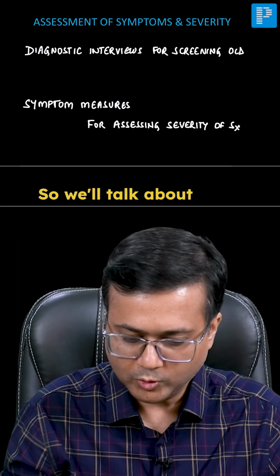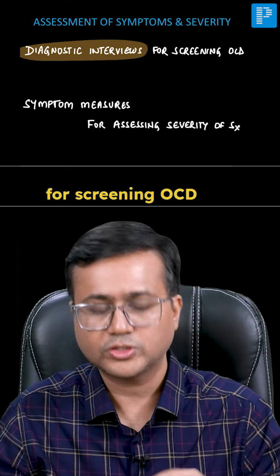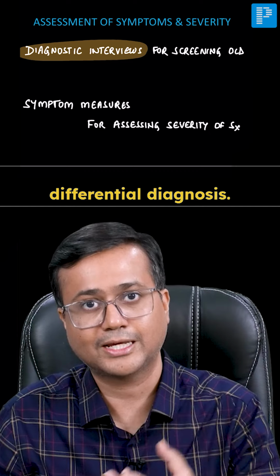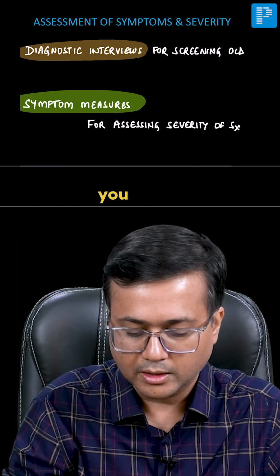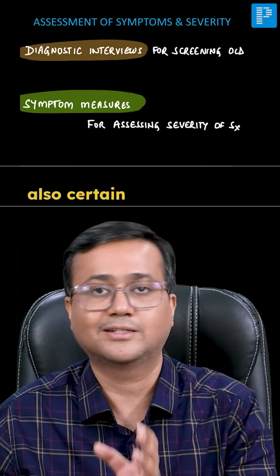So we'll talk about some important diagnostic interviews for screening OCD and subsequently to ensure accurate differential diagnosis. And also we'll talk about certain important instruments for measuring the symptom, for assessing the severity, and also certain other features. So first let's talk about DSM-5 TR.